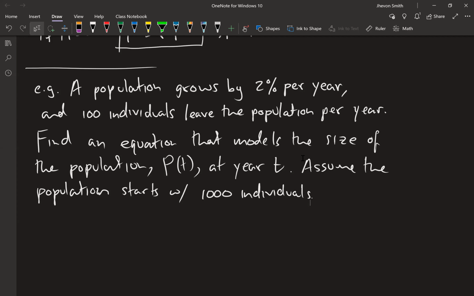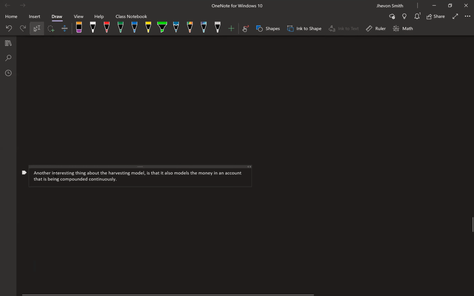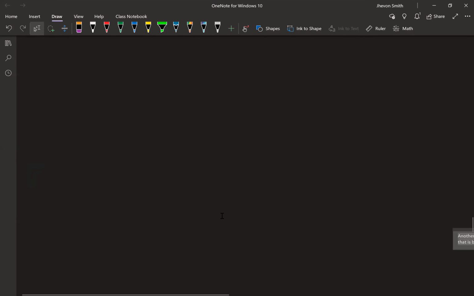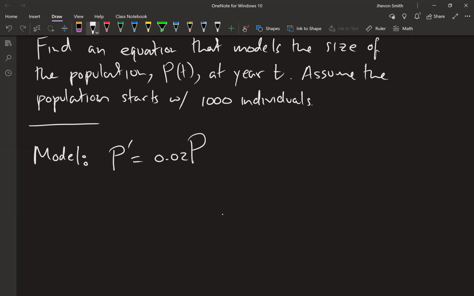If I knew a point where there were 1,000 individuals, how many individuals will there be in that population 5 years after the fact, right? I want an equation that's going to give me that information. So what we can do here, this is something we're going to look at later. What we can do here is start with a differential equations model. The model is going to be, well, the rate of change is going to be 2%, 0.02, times the original population minus 100, right? So that's the harvesting constant.